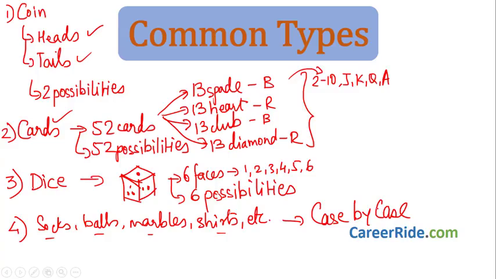So these are 4 to 5 types of sums which are commonly asked in probability. They might ask something different also, but that is very, very rare. Most of the probability sums are featured on these types only. So get acquainted with these types and you will be able to solve almost all sums related to probability. Let's move to question number 1.